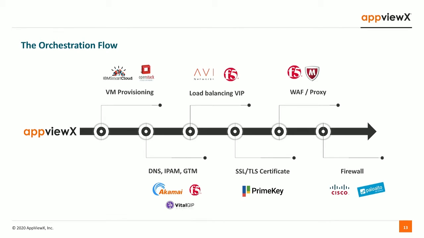centers, and depending on where they're located, they're using F5 for local load balancing, and then it configures that. And then they get the certificates from PrimeKey, and then it configures WAF also, and then proxy as well, and then updates the firewall rule. So AppViewX does all these things based on the request that the user provides.